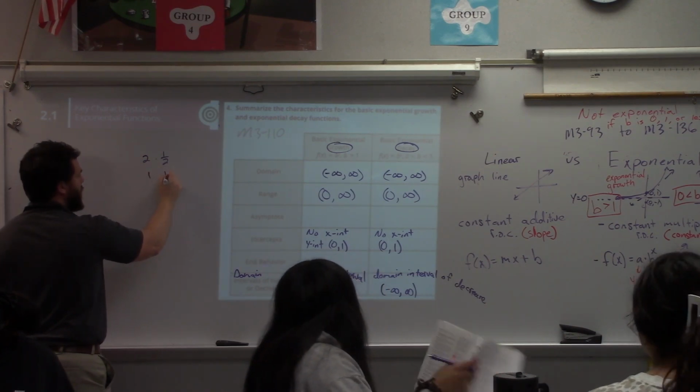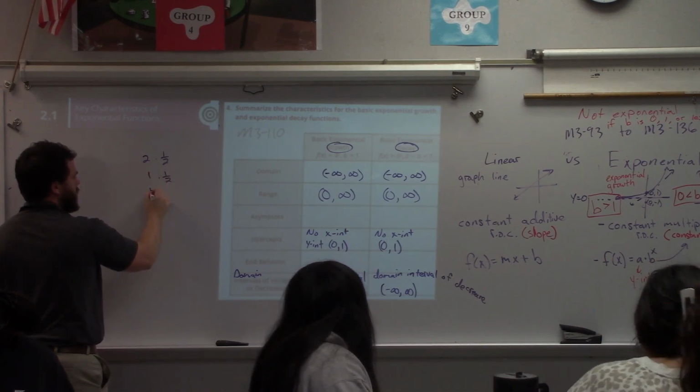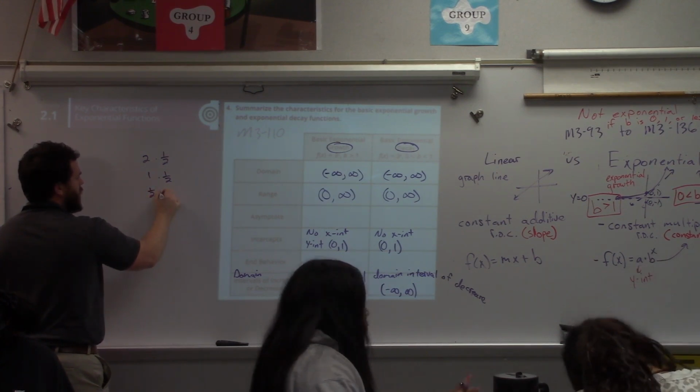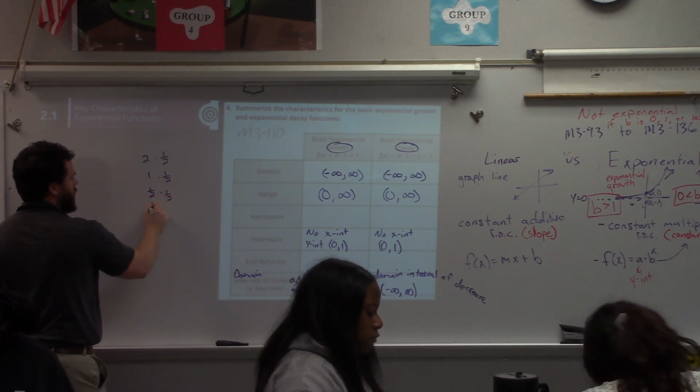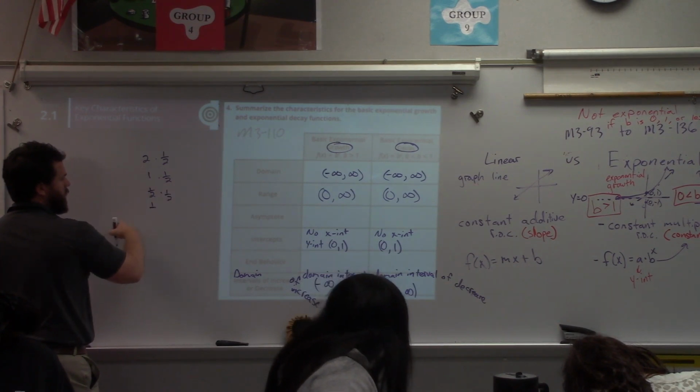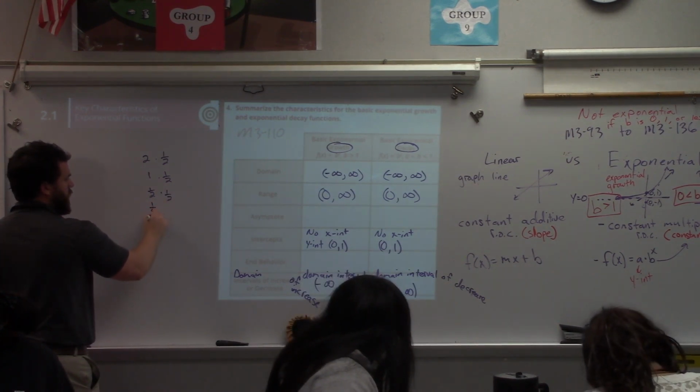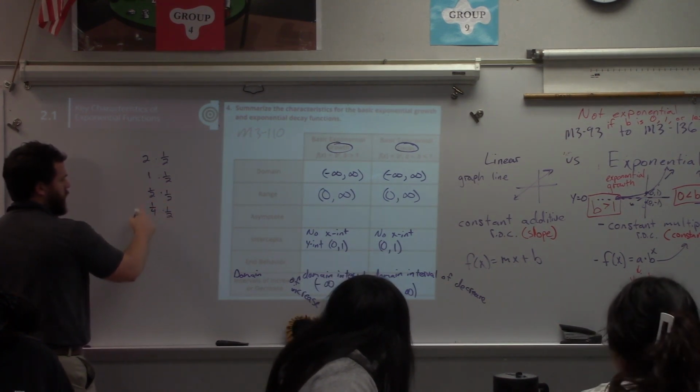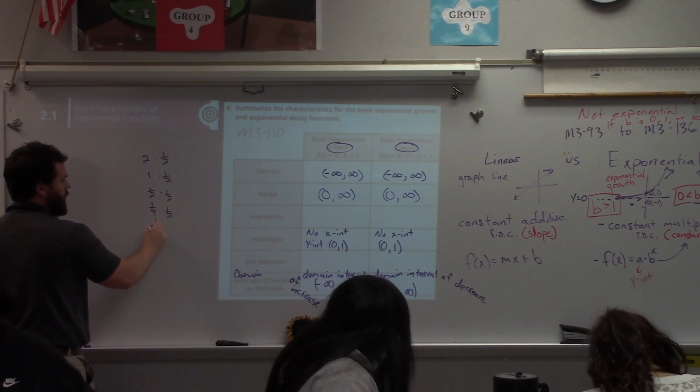What's 1 times 1/2? Or 1/2, right? What's 1/2 times 1/2? What's 1 times 1? 1. 2 times 2? Okay, 4. 1/4 times 1/2, then would be 1/8.